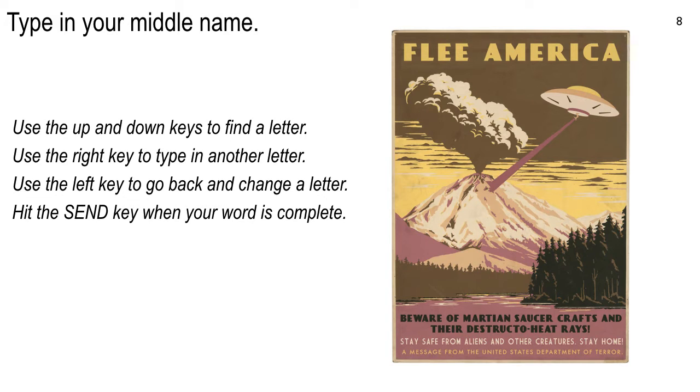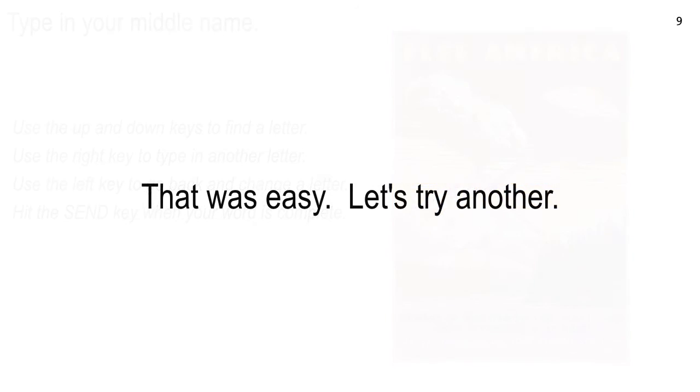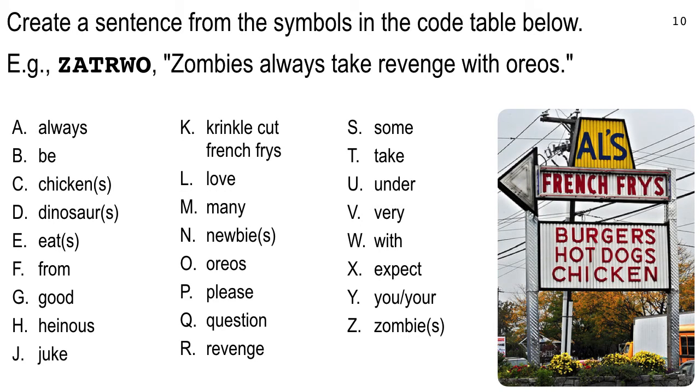All right, so anyways, this is a very simple task. Now, this is not a physics question. Type in your middle name. All right? So go ahead and switch back. So that was an easy one, but let's try another one. And this one's going to be significantly different. It's not your name. It's what I call a sentence formation task. I want you to create a sentence from the symbols in the code table. So for instance, type in ZATRWO to represent this lovely sentence: Zombies always take revenge with Oreos. So this is kind of goofy, but go ahead and just type in a good sentence.